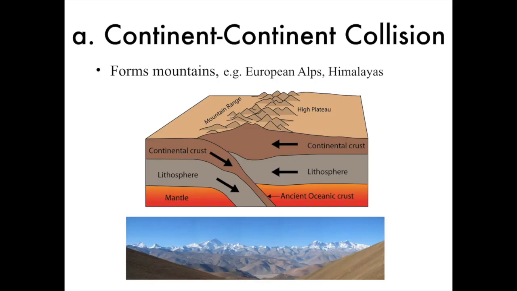Here's the continent to continent collision. You have the two land masses, the two continental crusts hitting each other, creating those mountains. And you can see the examples are the Alps and Himalayan mountains.